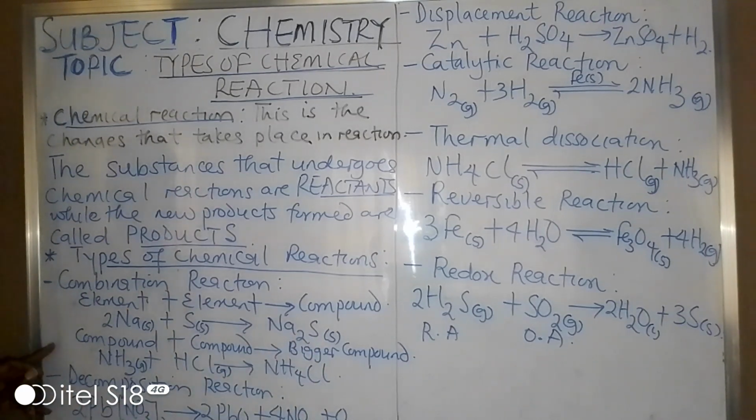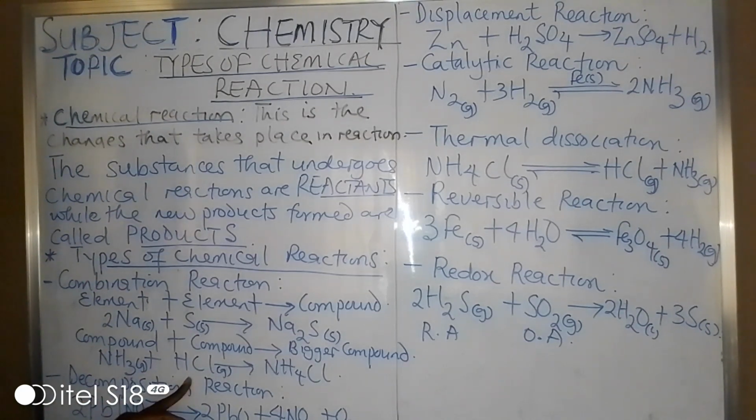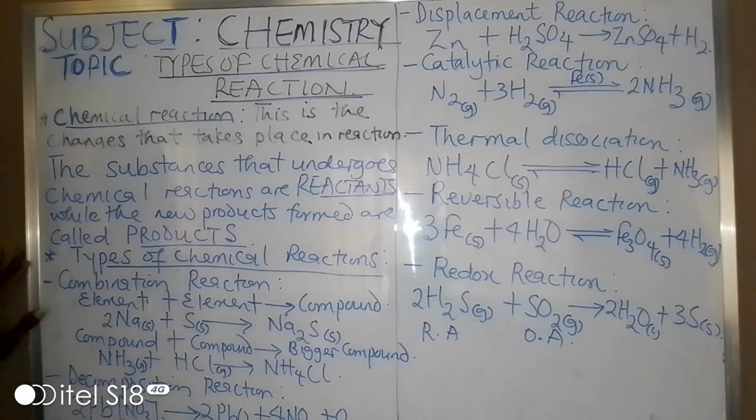Okay. Another one, compound plus compound can combine to form a bigger compound. It's also under our combination. Two things are involved. Ammonia gas combines with what? Hydrogen chloride gas to give us what? Ammonium chloride. Ammonium chloride is also under combination reaction.